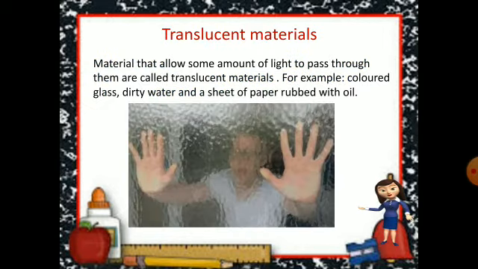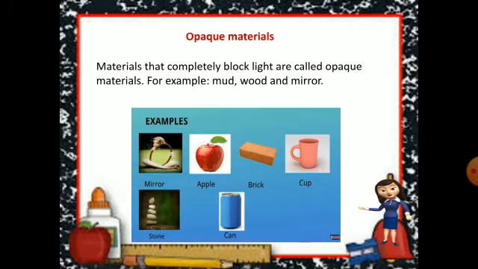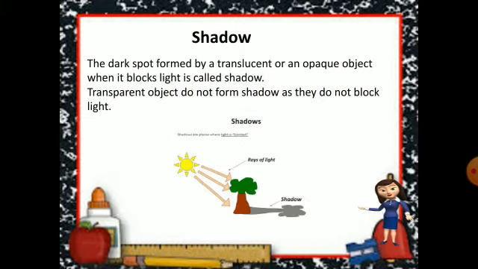Translucent materials: materials that allow some amount of light to pass through them are called translucent materials. For example, colored glass, dirty water, and a sheet of paper rubbed with oil. Opaque materials: materials that completely block light are called opaque materials. For example, mud, wood, and mirror.